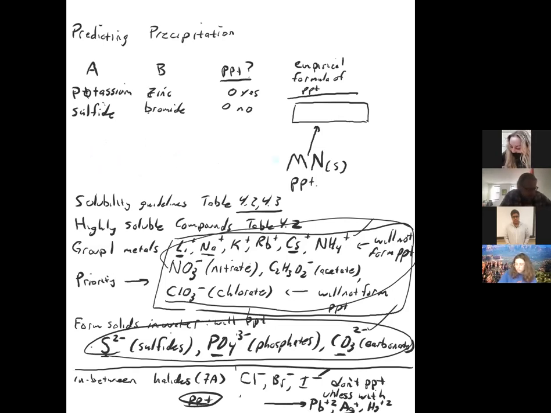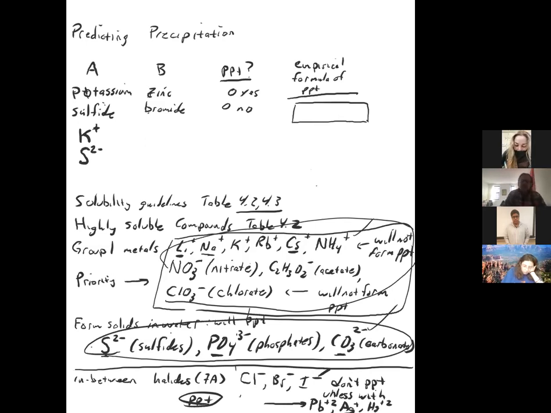So here's what I'm going to do first. I'm going to convert these to formulas. Okay, so potassium. You pull out your periodic table and you look up potassium and you find that it's K. Right? And then sulfide. Well, you pull out your periodic table and you know that that's S. Then you get the charges. Potassium is in group 1, so it's K+. Sulfide is in group 6A, so it's -2.